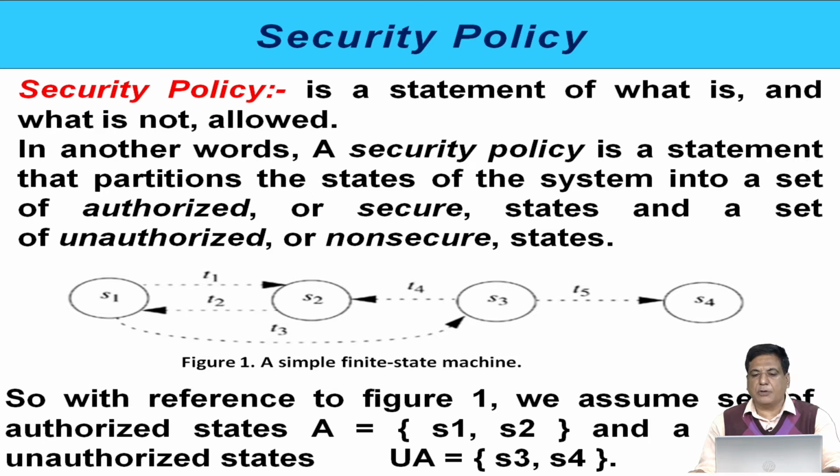First we study the security policy. Security policy is a statement of what is and what is not allowed. In other words, a security policy is a statement that partitions the state of the system into a set of authorized states, or we say secure states, and a set of unauthorized states, that is known as the non-secure states. Here we show an example where our system has 4 states S1, S2, S3 and S4, and we are assuming that S1 and S2 are the authorized states and S3 and S4 are the unauthorized states.